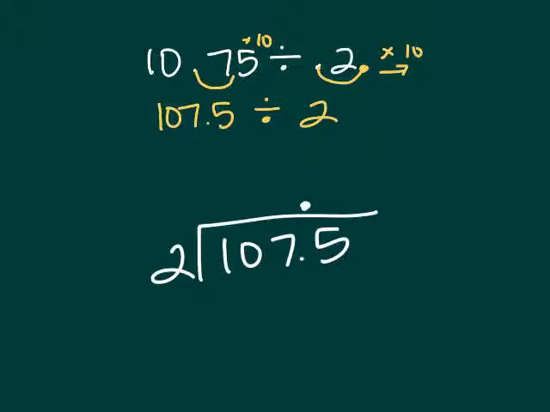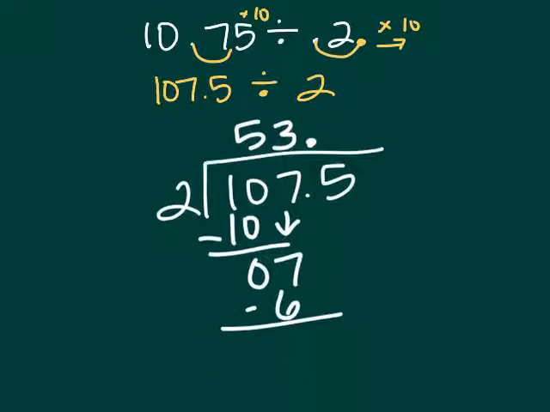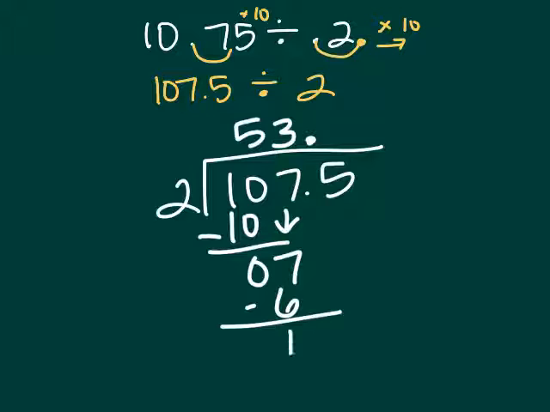Go ahead and divide. So 2 can't go into 1, but it can go into 10 5 times. 2 times 5 is 10. Subtract that, that's nothing. I'm going to bring that 7 down. 2 goes into 7 3 times. 3 times 2 is 6. I'm going to subtract that. I'm going to scoochie everything up. 7 minus 6 is 1. I have to bring that 5 all the way down. 2 goes into 15, not evenly, but it goes in 7 times. And that would be 14, and I have a 1.